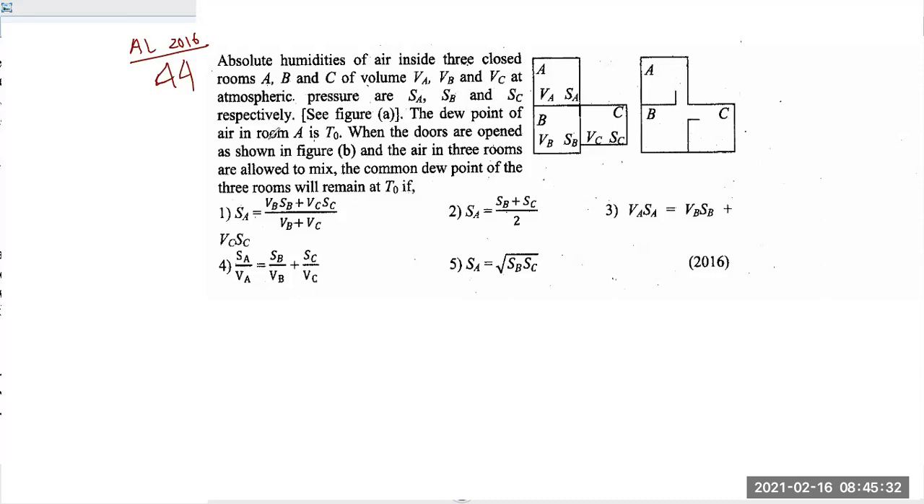The dew point of air in room A is T naught. So the dew point of this room is T naught. When the doors are opened as shown in figure B and the air in the three rooms is allowed to mix, the common dew point of the three rooms will remain at T naught if, right, now they are allowing the air to mix, and once the air is allowed to mix, the dew point of the mixed air is T naught. So what is the meaning of that?